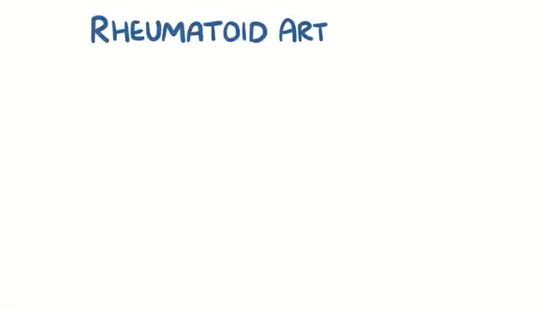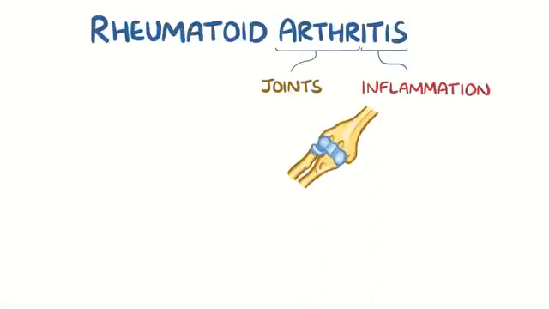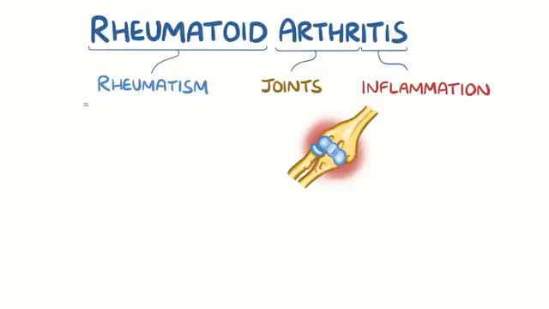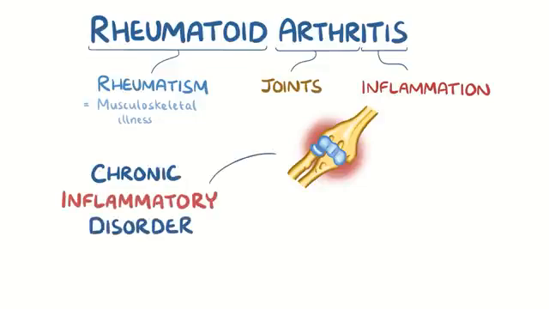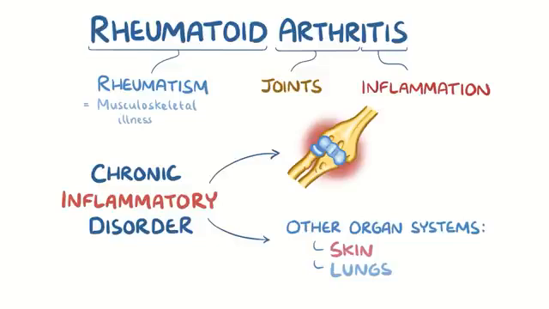In rheumatoid arthritis, arth refers to joints, itis means inflammation, and rheumatoid comes from rheumatism, which more broadly refers to a musculoskeletal illness. So rheumatoid arthritis is a chronic inflammatory disorder that mostly affects the joints, but can also involve other organ systems, like the skin and the lungs as well.